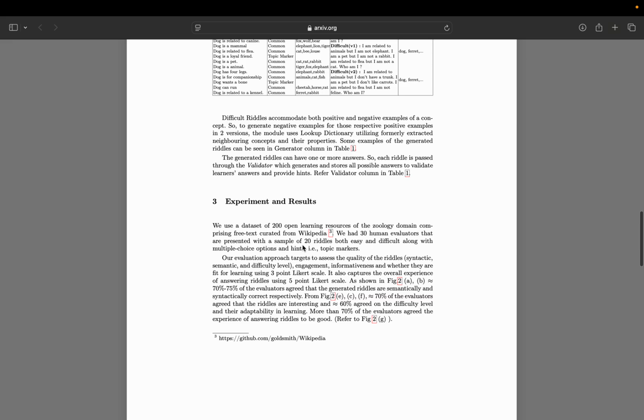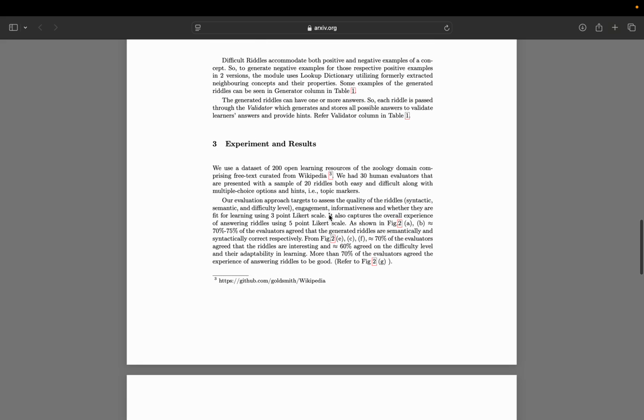Diving into the evaluation part, we've generated riddles for the zoology domain, and we had 30 human evaluators who were presented with a sample of 20 riddles, both easy and difficult, along with multiple choice options and hints. Our evaluation approach targets to assess the quality of riddles: syntactic, semantic, difficulty level, engagement, informativeness, and whether they are fit for learning, using a 3-point Likert scale. We also try to capture the overall experience of answering riddles using a 5-point Likert scale.